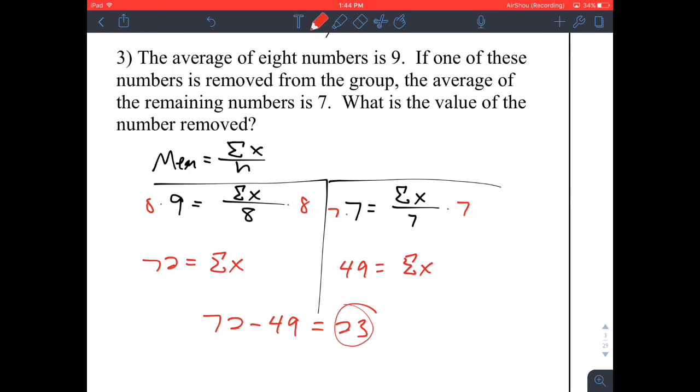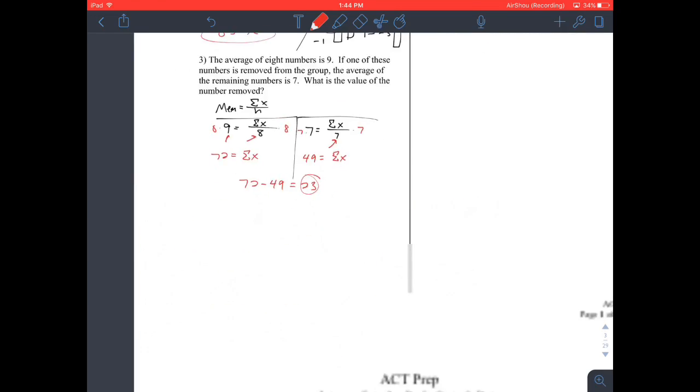Just reread the question. The average of 8 numbers is 9. So we're adding 8 numbers, average is 9. If 1 is removed, so now we have 7 numbers, the average of the remaining numbers is 7. What is the value of the number removed? Yeah, it's got to be 23.